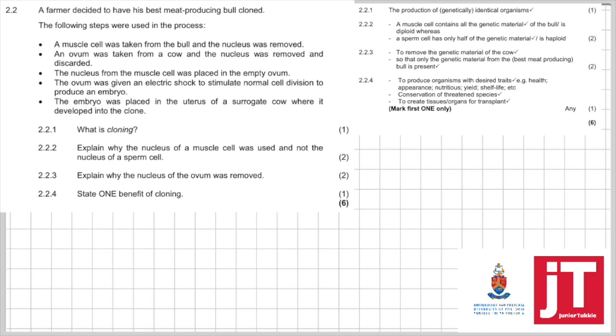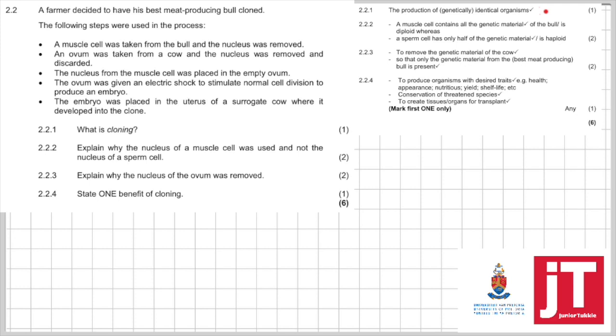Right. 2.2. A farmer decided to have his best meat producing bull cloned. The following steps were used in the process. A muscle cell was taken from the bull and the nucleus was removed. An ovum was taken from a cow and the nucleus was removed and discarded. The nucleus from the muscle cell was placed in the empty ovum. The ovum was given an electric shock to stimulate normal cell division to produce an embryo, and the embryo was placed in the uterus of a surrogate cow where it developed into a clone. 2.2.1. What is cloning? So cloning is the production of a genetically identical organism, as you can see here in the memo.